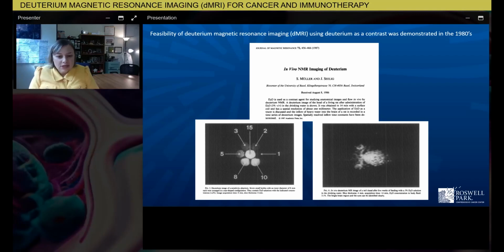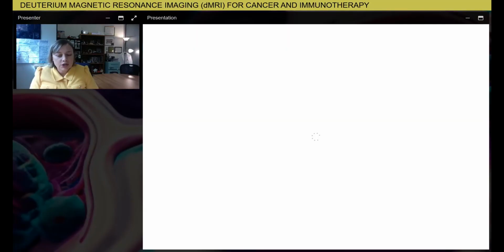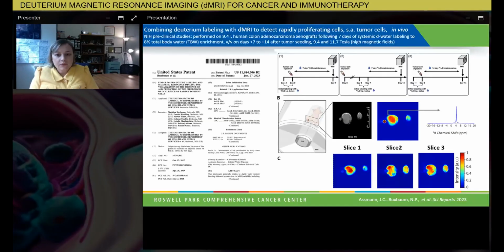And the rosette you're seeing on the left panel is labeled like 1, 2, 3. Those are reference solutions. They're cross sections through a vial containing a solution of 1% deuterated water and regular water, 2, 3, 5, etc. So the higher content of deuterated water and regular water resulted in more imaging signal.